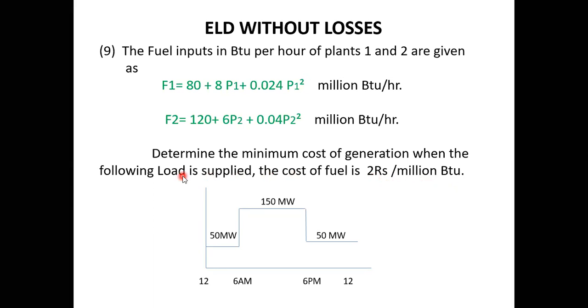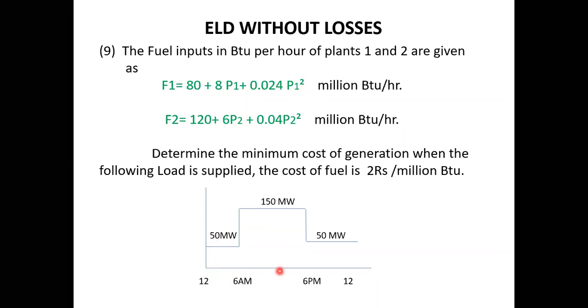And one more thing is that we get the load from the load curve. When you observe this load curve, from 12 to 6 AM, our load is 50 megawatts. From 6 AM to 6 PM, our load is 150 megawatts. And similarly, from 6 PM to 12, our load is 50 megawatts. Means we need to consider here two types of loads. One is 50 megawatts and one is 150 megawatts. So in case one, let's consider PD equals 50 megawatts. And this 50 megawatts is present for how many hours?